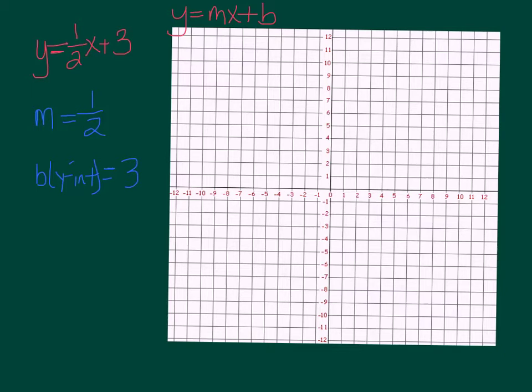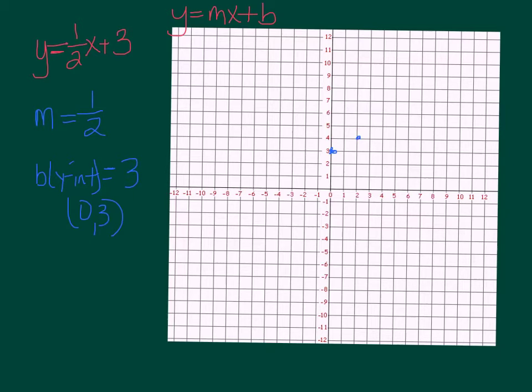Now slope, you have to remember, is an action. We're going to rise and run from a point, so you always plot your y-intercept first. I'm going to plot my y-intercept, which is 0, 3, right here. From here I am going to do my slope, which is rise 1, run 2. It's the opposite of finding slope. So from here, rise 1, run 2. There's my other point.